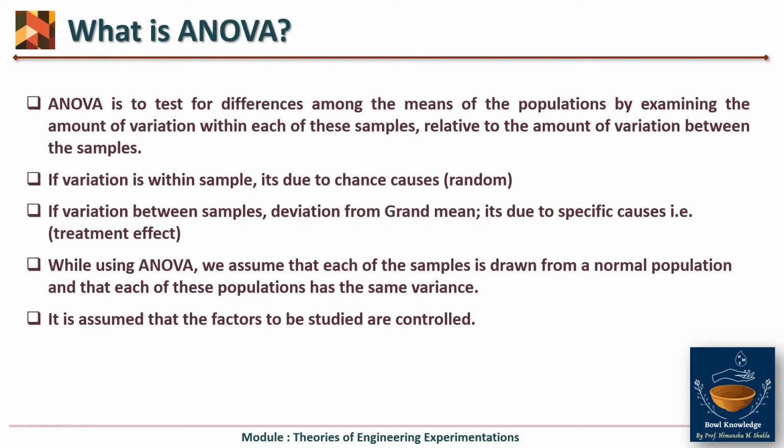So we can compare the differences among the means, differences among the averages of the population. What is population? The target population from which you are drawing the sample out. So you are testing the differences in the means, that is differences in the averages, and by examining the amount of variation, that is standard deviation, you are examining the standard deviation of the sample. So there are two possibilities.